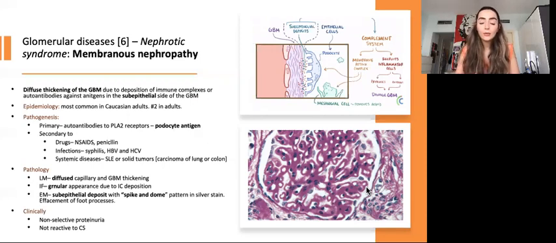And then on electron microscopy, you have subepithelial deposits that are described as a spike and dome pattern on silver staining, with effacement of the foot processes. Clinically, it can progress to chronic renal disease, and it presents with non-selective proteinuria, and it is not responsive to corticosteroid therapy. So that is membranous nephropathy.